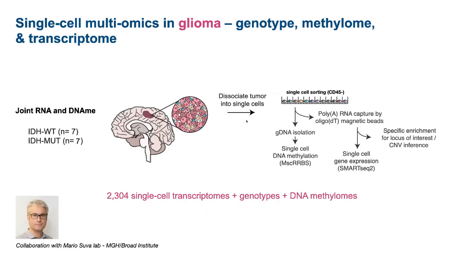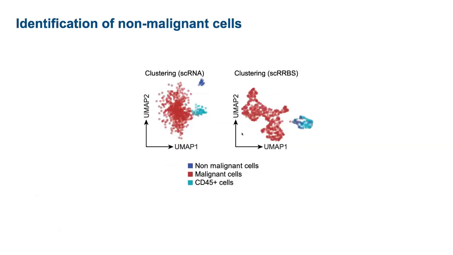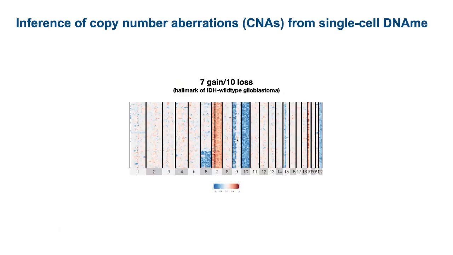And so we team up with Mario Suva lab at MGH and the Broad Institute and apply our single-cell multi-omic method to 14 primary glioma patient sample, both IDH mutant gliomas and IDH wild-type glioblastoma, or GBM. We first separated malignant from non-malignant cell based on both gene expression and DNA methylation clustering, allowing us to work purely with the malignant cellular population, which would be far more limited using bulk approaches, as well as develop a method to infer copy number aberration in this malignant cell based on the single-cell DNA methylation data.